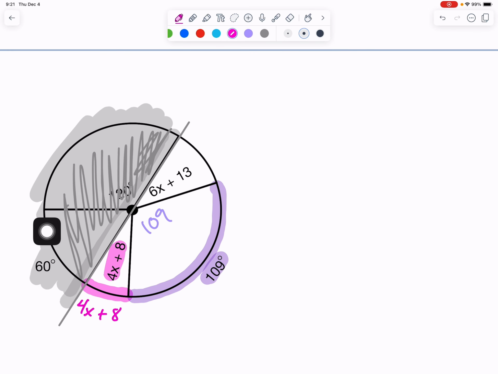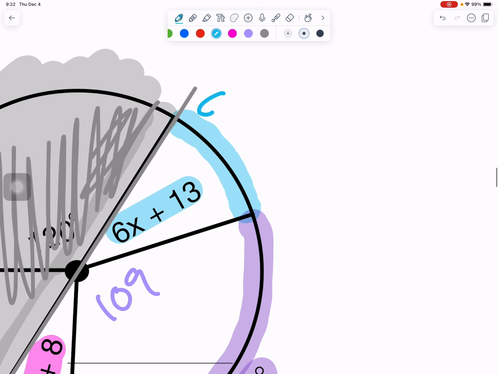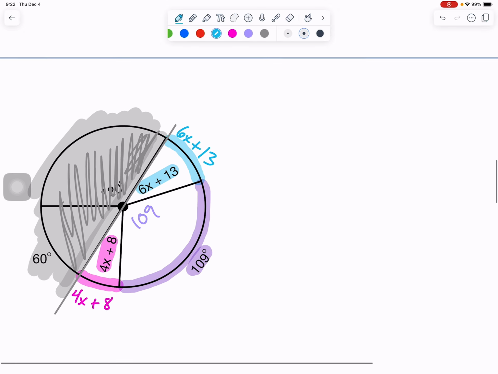Oh, we're just going to skip this half. Mr. Richards already ate it. And then we have the 6x plus 13 here in teal, which is our central angle, and its arc is also 6x plus 13. All right, now if I have two semicircles, well, a semicircle is a full circle cut in half, 360 divided by 2 equals, yes, 180.